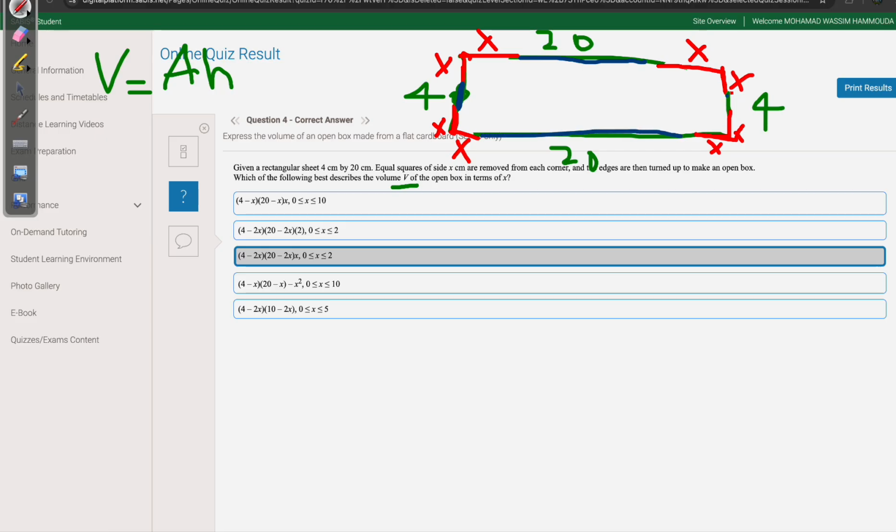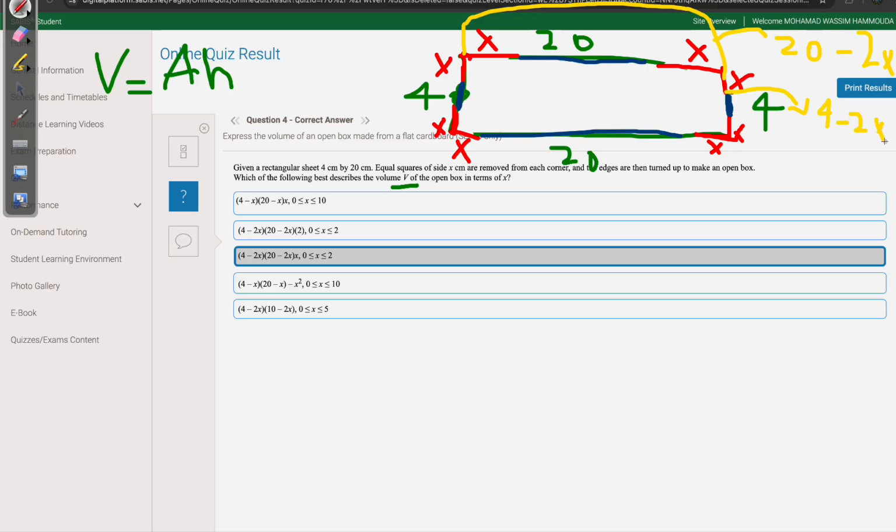And as I said, the height in these types of questions is always x. Just memorize it. It's never anything else. Okay, so let's take it yellow. What would this be? For example, the blue part would be 20 minus 2x, right? And here, what would this be? 4 minus 2x.